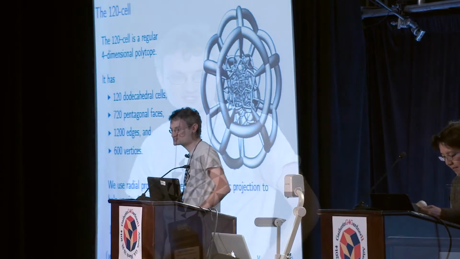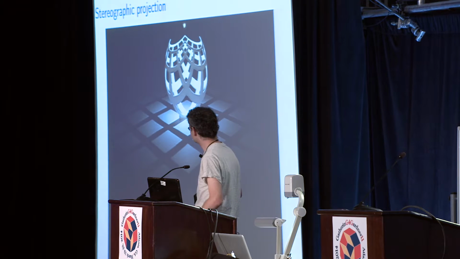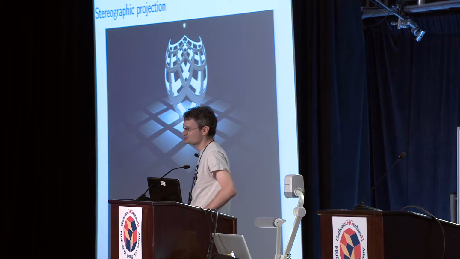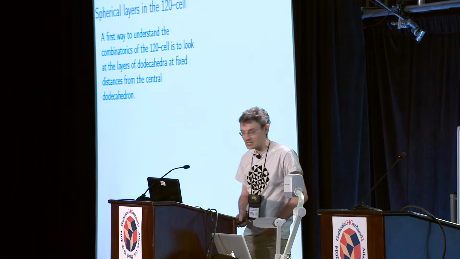How do we draw this picture? So very briefly, this is radial projection. We radially project this four-dimensional object onto the unit sphere in four-dimensional space, and then we stereographically project that into three-dimensional space. This is a picture of the same process one dimension down, projecting from a sphere in three-dimensional space to this two-dimensional plane. How do we visualize this?